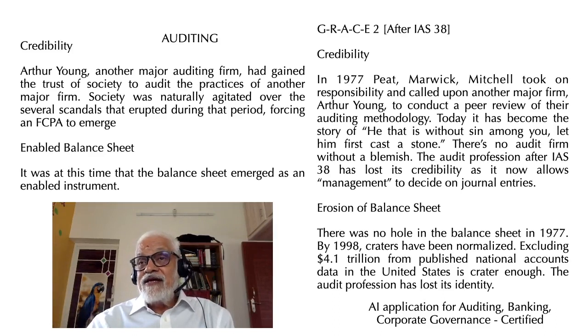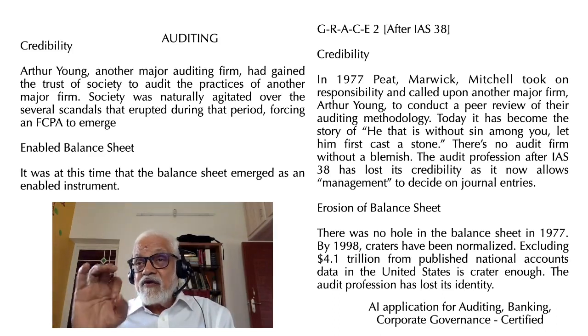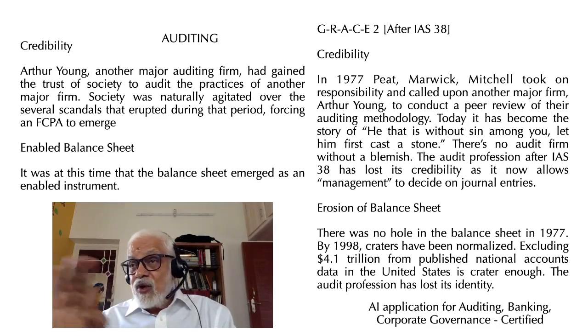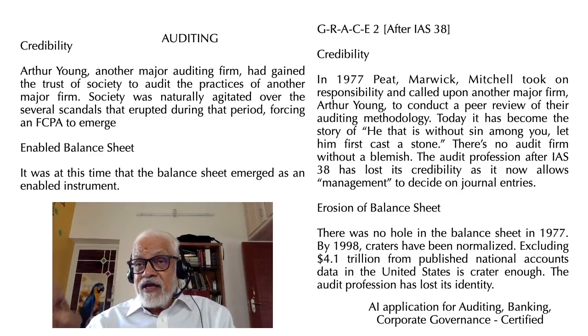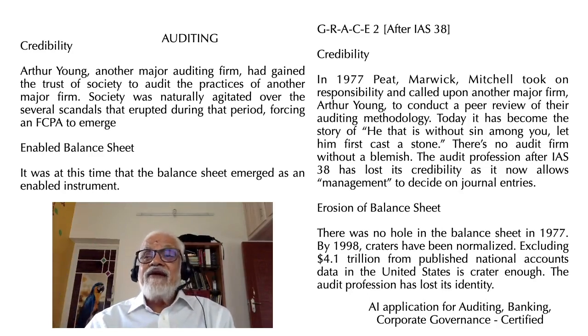What has happened, the end product? The erosion of the balance sheet. There was no hole in the balance sheet in 1977. By 1998, creditors had been normalized, excluding 4.1 trillion from the published national accounts. Debt in the United States is creditor enough. The audit profession has lost its identity.